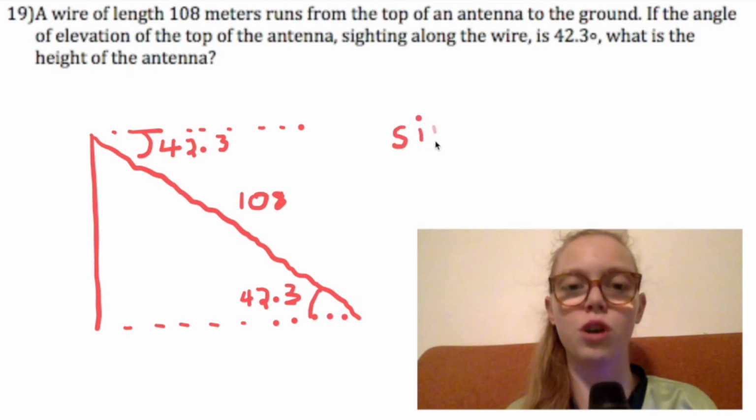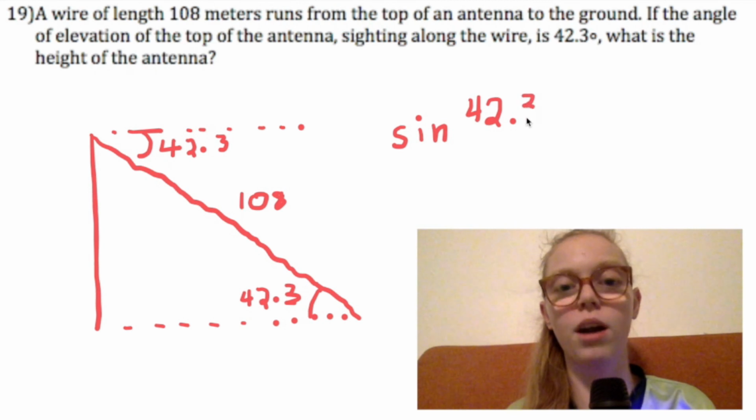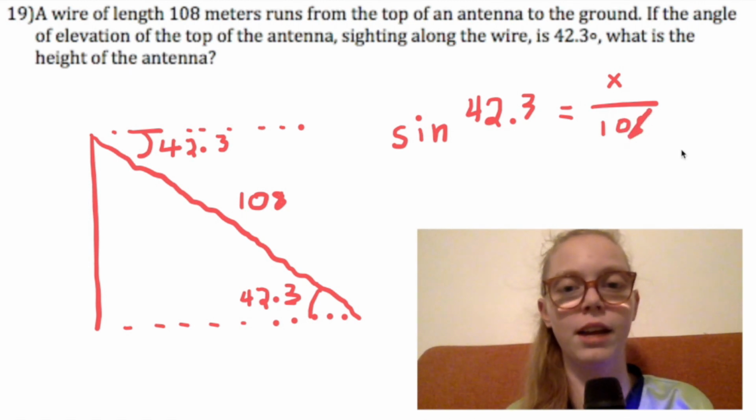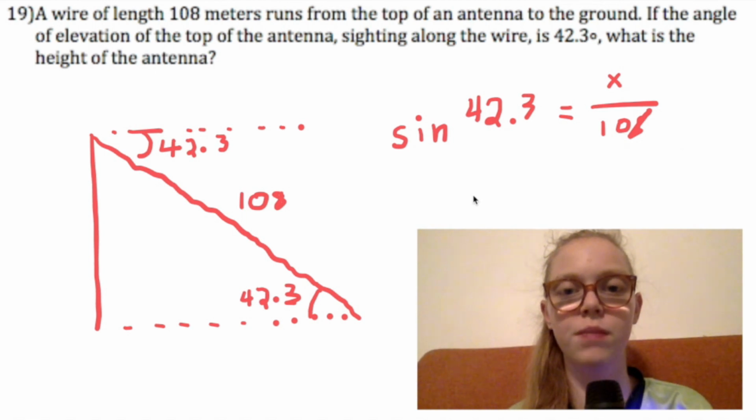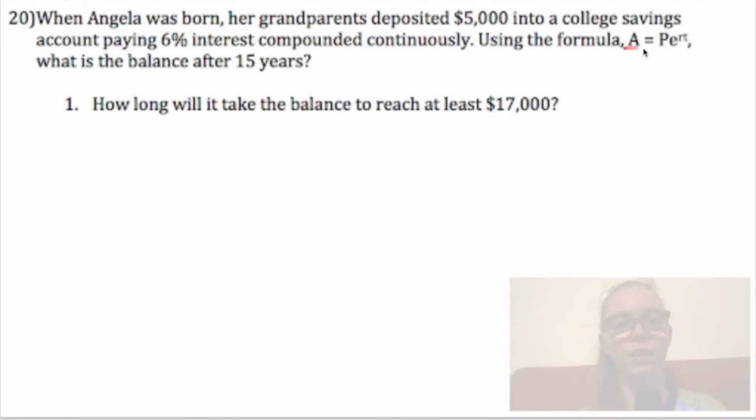So then we just know that sine of 42.3 is equal to opposite over hypotenuse. And so that's x divided by 108. And then we just isolate x. You use your calculator to evaluate the sine expression. And we get that x equals 72.7.